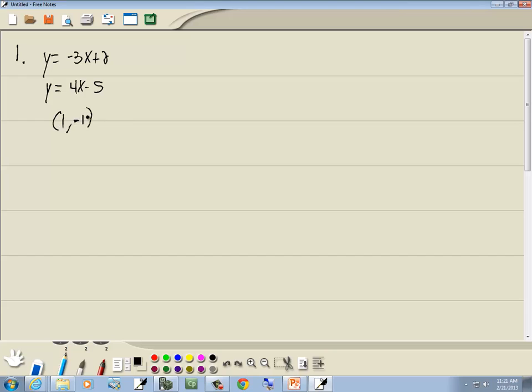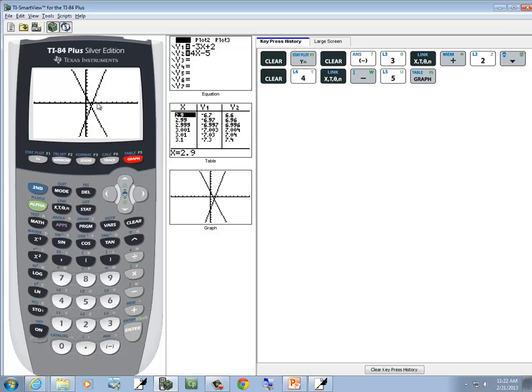Now we can verify that. This is in point form. This is our x, this is our y. So if I put negative 1 in for the y, and I put 1 in for the x, and see if this works. And it does. So it's kind of a little bit bad because, is this really 1, negative 1, 1.9, or negative 0.9?